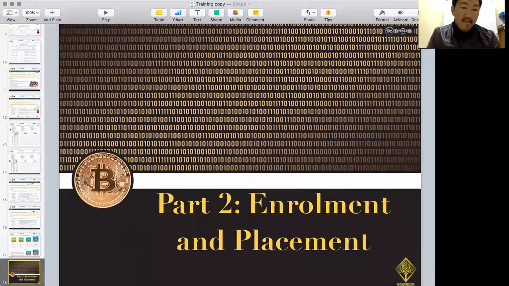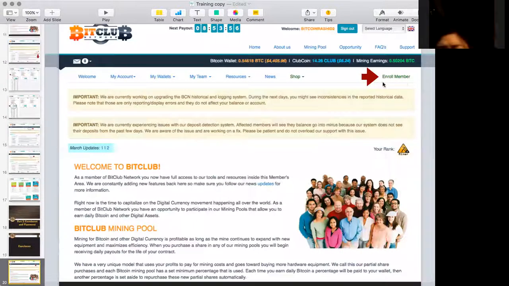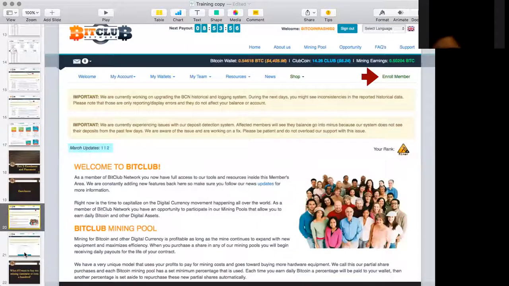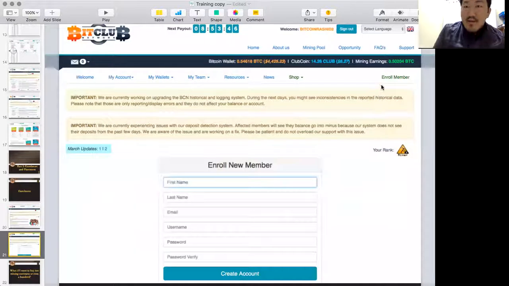So for the second part, I'll be talking about enrollment and placement. The first time you registered, you clicked on enroll member, and you were taken here, and you registered for the first time. This might look familiar. Even if you want to buy more accounts under your main account, click on enroll member and fill up the form. Or if you are recruiting a friend, same thing, click on enroll member and fill it up here.